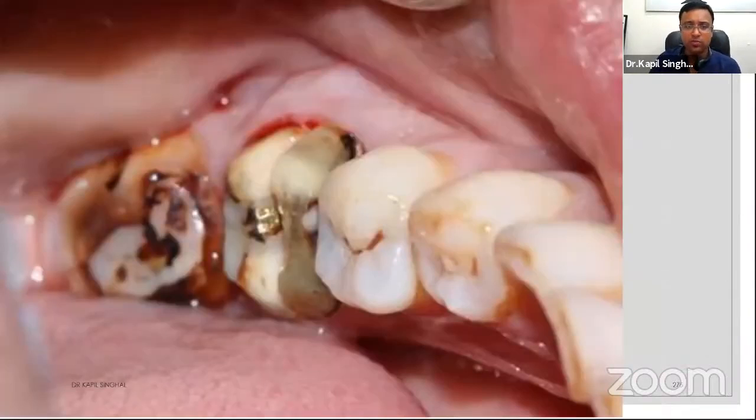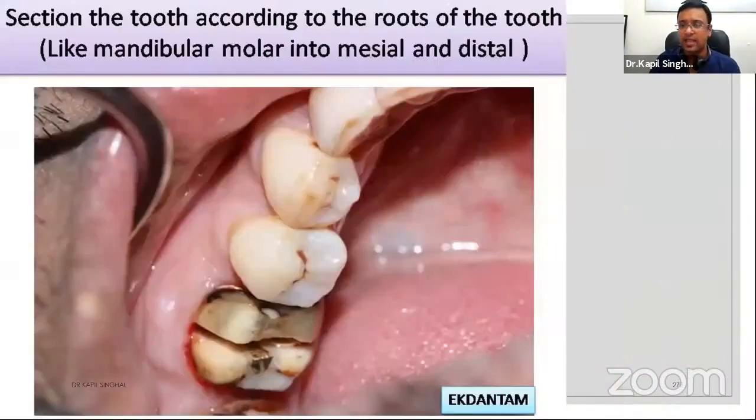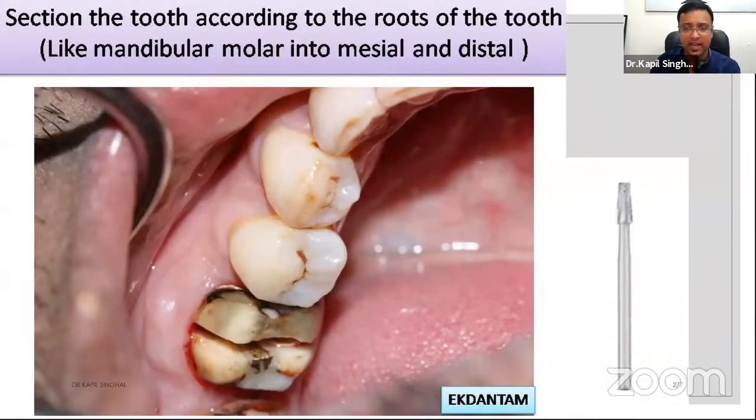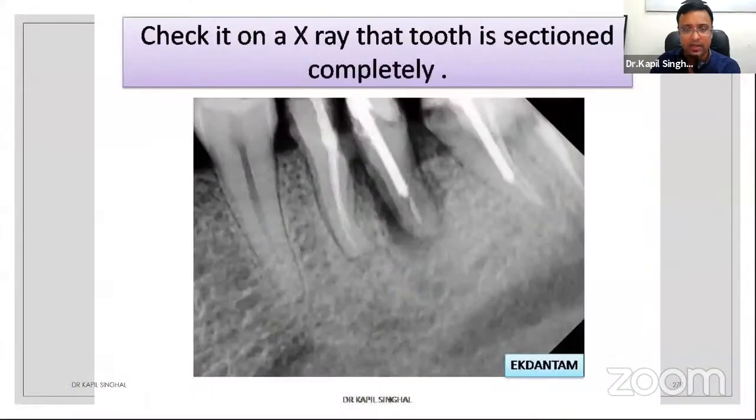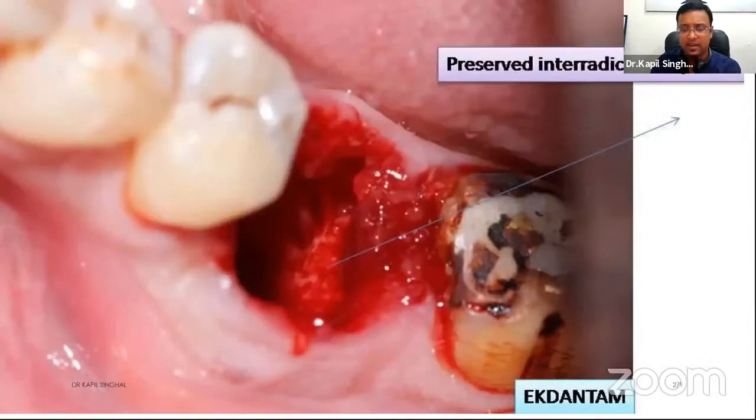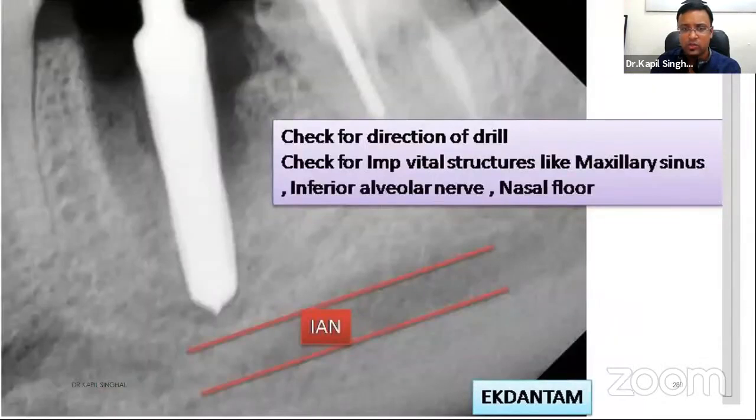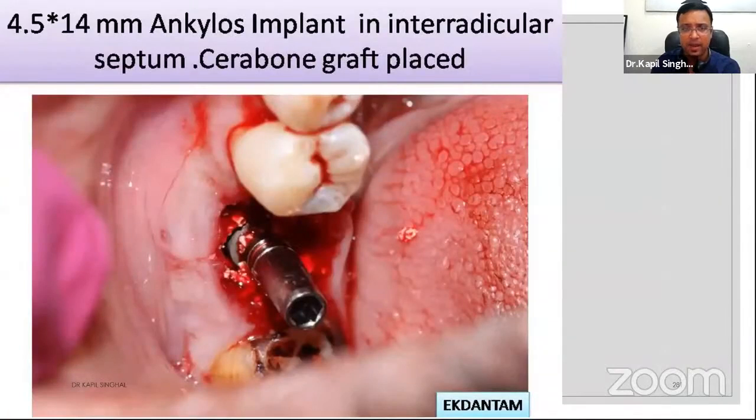Okay, see a case. A failing first molar. I use the same burr, long shank burr, and I divided the tooth into mesial and distal, and I extracted it. I took an X-ray to make sure it is divided into two, and I extracted it. And this is the interdental bone, which is very thin. So I use the same technique. I took one X-ray to make sure I'm at a distance from my inferior alveolar nerve, and I placed my implant.